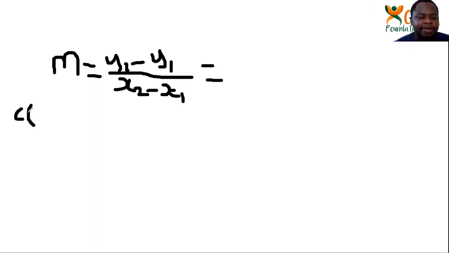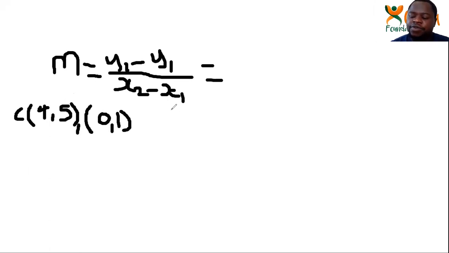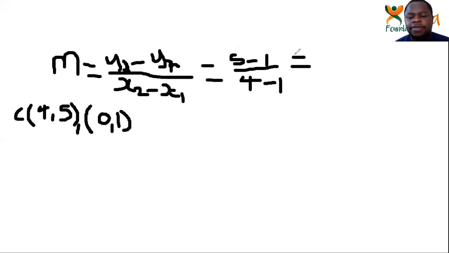You are given C as (4, 5), you have got 4 and 5. And you've got another point as (0, 1). Okay, then for you to get a gradient here, you just choose, these are your y2 minus y1, x2 minus x1. Okay, now you just say 5 minus 1 all over 4 minus 0, which is equal to, so 5 minus 1 is 4.